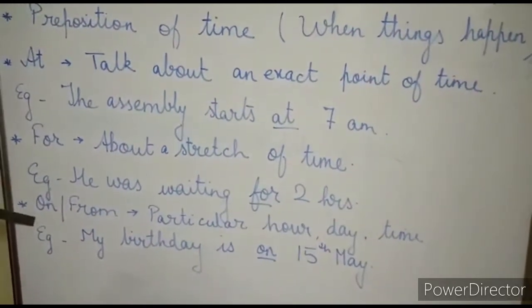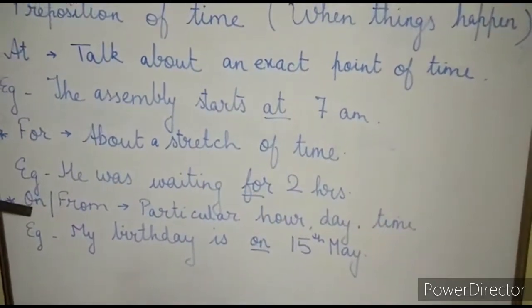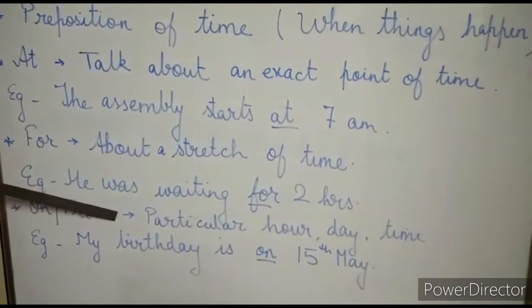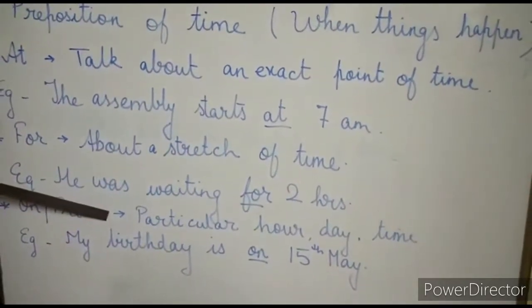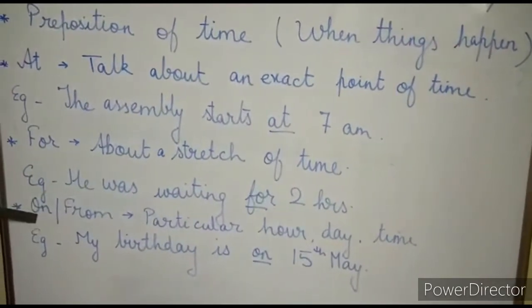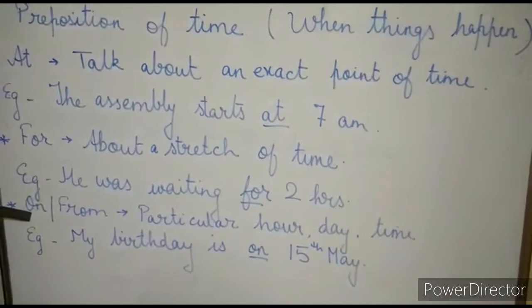And the third example is on or from. Where do we use on or from? On or from is used to refer to a particular hour, day or time.